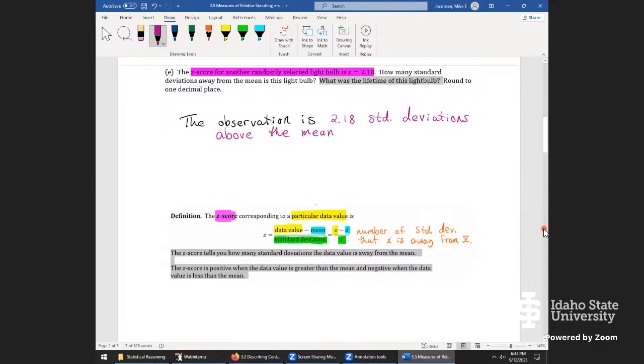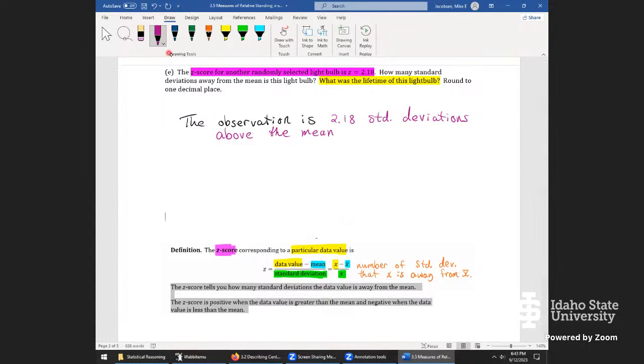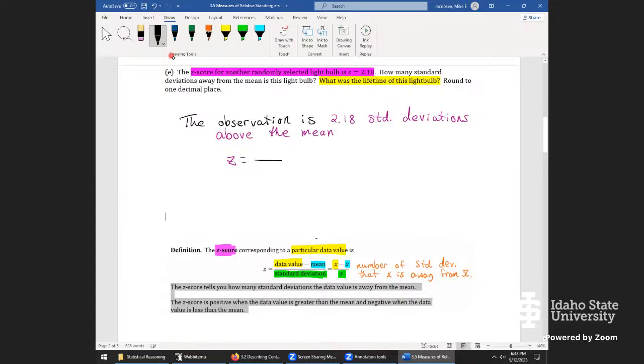What was the lifetime of that light bulb? Well, all I know is 2.18 standard deviations above the mean. If we want to know the lifetime of the light bulb, what they're asking for us is, what was that original data value? Let me highlight that in yellow to connect the thoughts. And here's the second part of the work. We can just write if we'd like, because they gave us a z-score, here's the formula. z equals, we take x, always subtract the sample mean afterwards, and then divide by the standard deviation s.